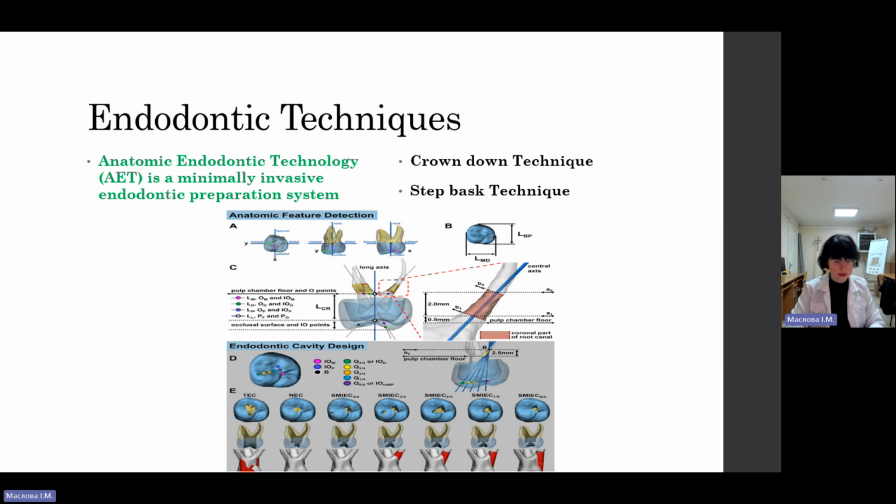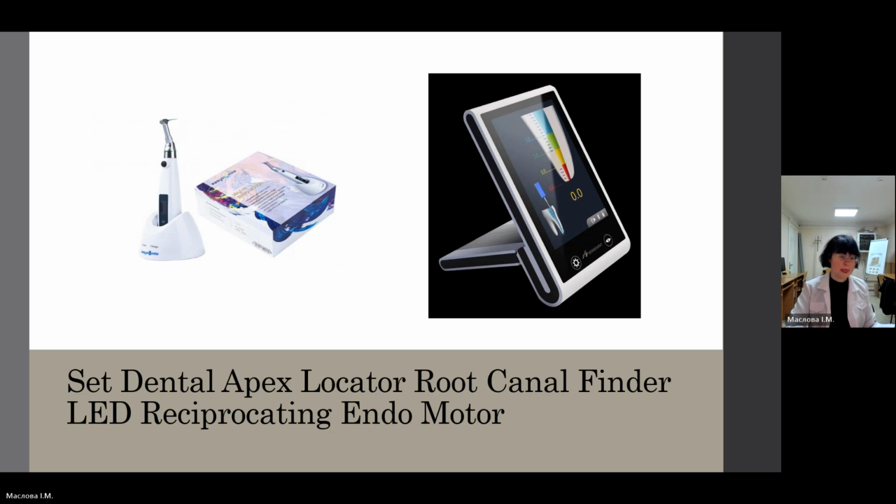apex locator. This apex locator can be mixed with the endodontic handpiece or be a separate apparatus. It leads to understanding the depth of the instrument's situation in the root canal and helps the doctor to determine the working length. Working length means the distance between the orifice of the root canal and the physiological apical foramen.